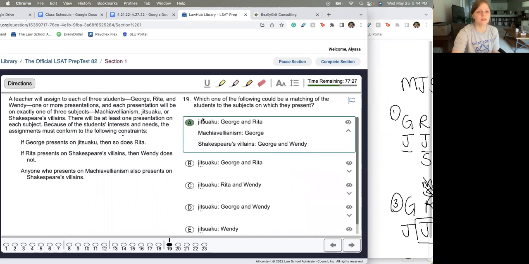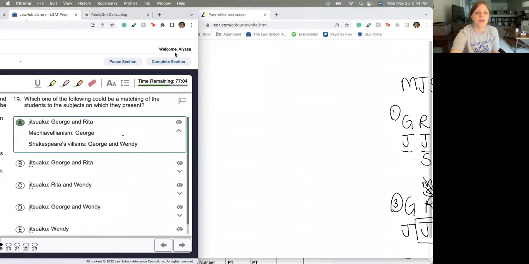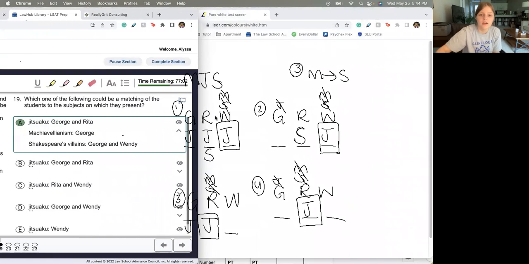So that leaves me with A, which follows all of our rules. G is presenting in J, means we have R. If R presents in S, doesn't happen in this one, so it just doesn't count. And anyone who presents in M is going to present in S. So I have G and M. That means G is going to be down here, which we're good. So that is why A is our correct answer choice.